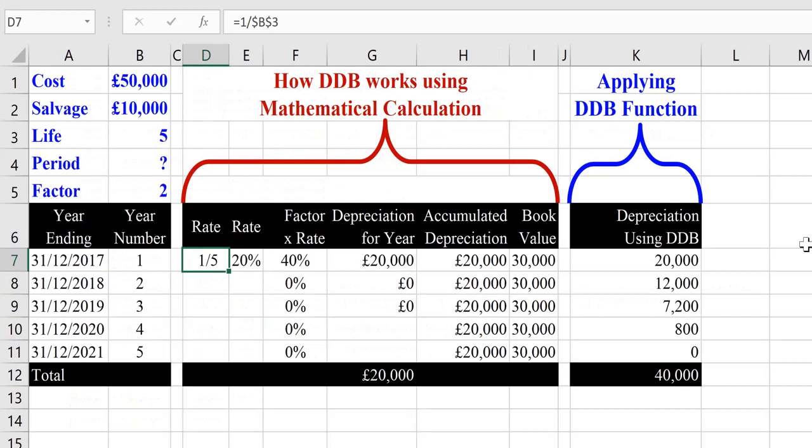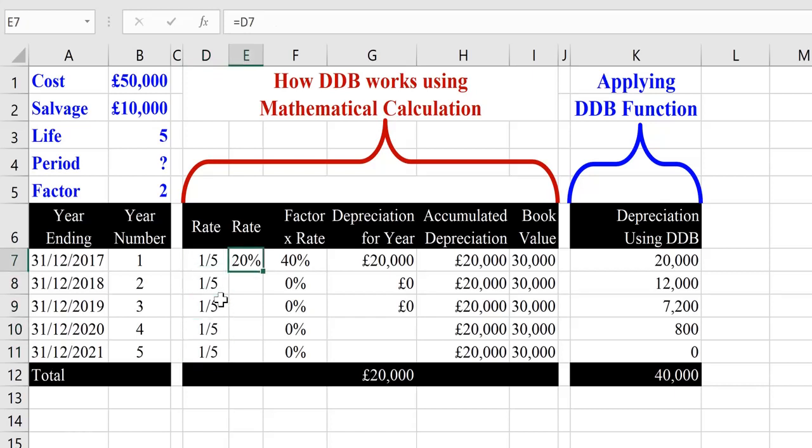In this example, a machine with a cost of 50,000, salvage value of 10,000, and life of 5 years has been set as an example. First we need to determine the rate. As the life of the machine is 5 years, we need to divide 1 by 5. So 1 divided by 5, and we can set life as an absolute reference. B3 is an absolute reference. 1 divided by B3, and the same can be obtained for the second year, third year, fourth and fifth year.